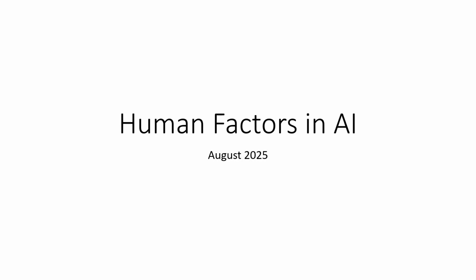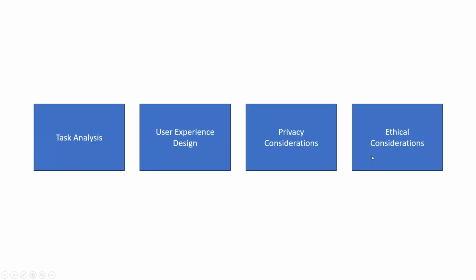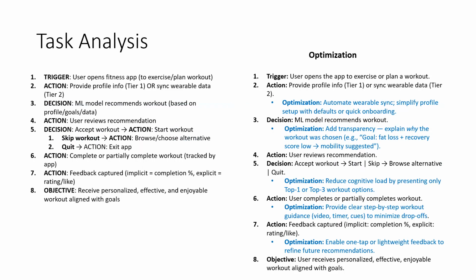Today, I'm going to talk about human factors in AI in respect to our project. There are four components of this. The first one is task analysis, user experience design, privacy considerations, and ethical considerations. We'll go through one by one on the basis of this project of workout dropout. So, first, let's look into the task analysis.